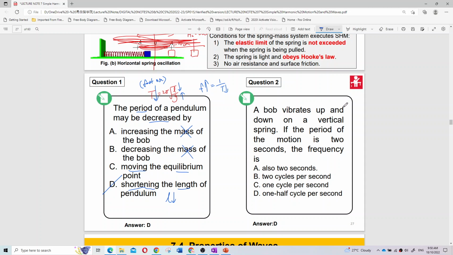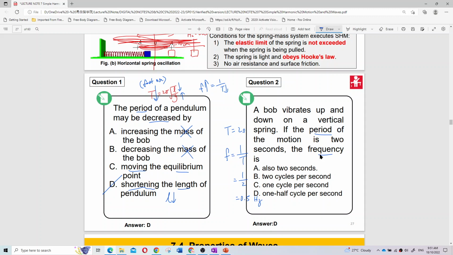Okay, a bob vibrates up and down on a vertical spring. If the period of the motion is 2 seconds, what's the frequency? Okay, this is about period and frequency. The bob vibrates up and down on a vertical spring. It has period of 2 seconds. What is the frequency? Okay, write it down. Period is 2 seconds. It's a spring mass system. What's the frequency? Oh, just 1 over period kan? So it's 1 divided by 2. So it's 0.5 hertz.